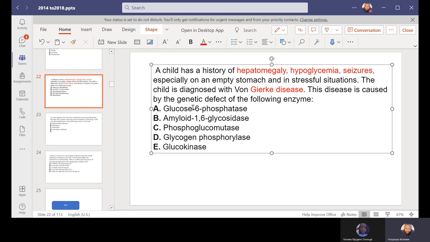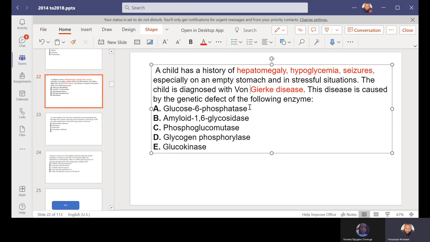So for glucose 6-phosphate, we need to remove the phosphate on the 6th carbon. It doesn't happen everywhere. It only happens in the liver, because in the liver we have organelles known as smooth endoplasmic reticulum. Those contain the enzyme glucose 6-phosphatase, which cleaves this phosphate on the 6th carbon. And if it is deficient, the disease is known as von Gierke's disease.